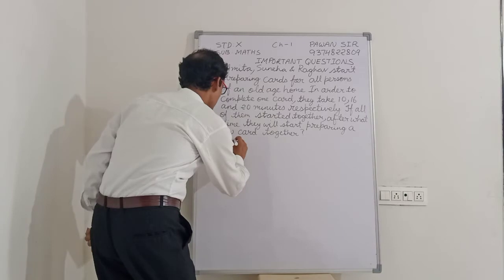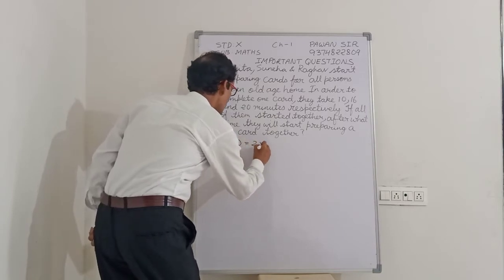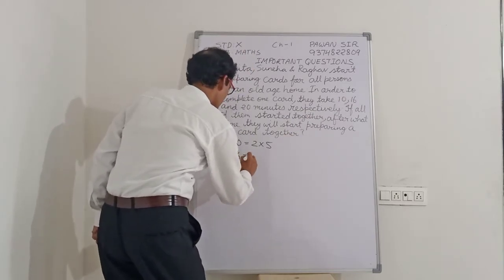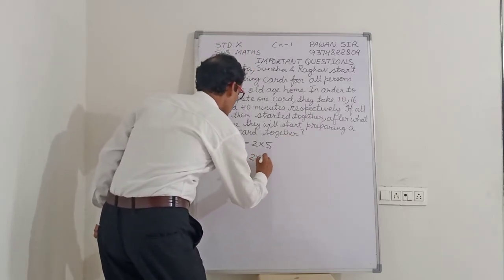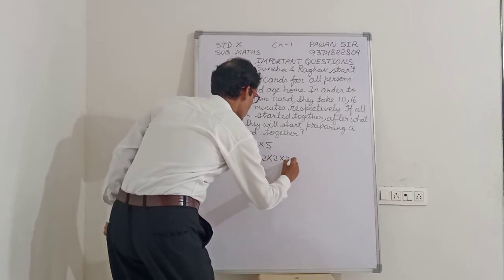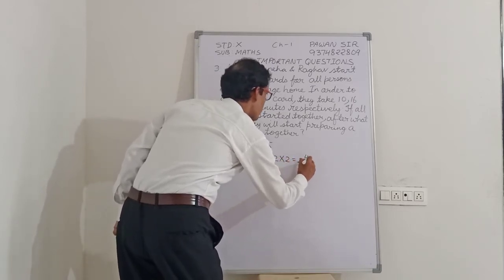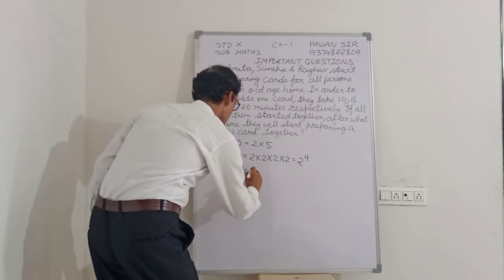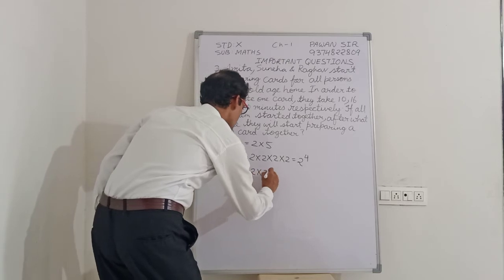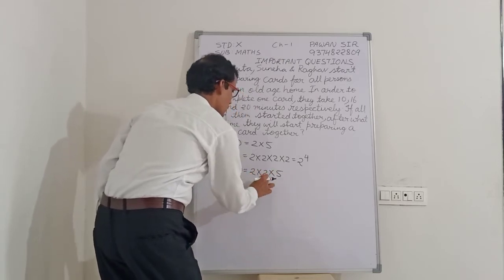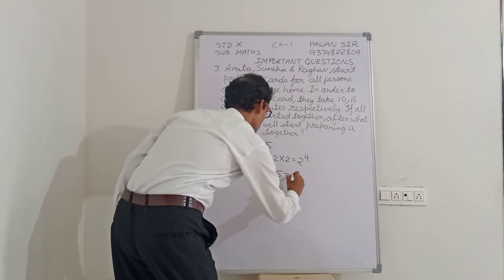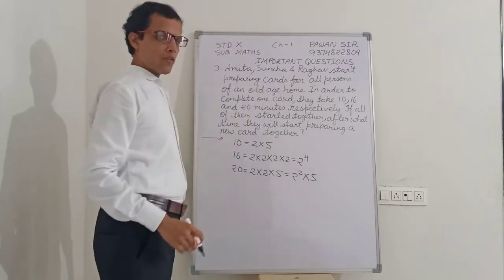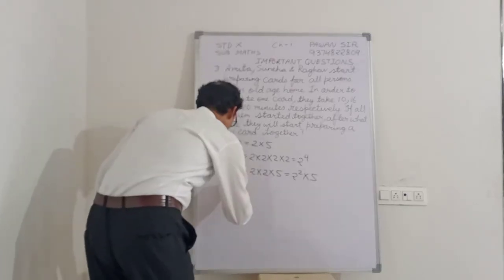As you know, 10 can be written as 2 into 5, and 16 is 2 into 2 into 2 into 2, so this can be written as 2 power 4. 20 can be written as 2 into 2 into 5. 2 2s are 4, 4 5s are 20. So this can be written as 2 square into 5. So now we have to find the LCM of these three.